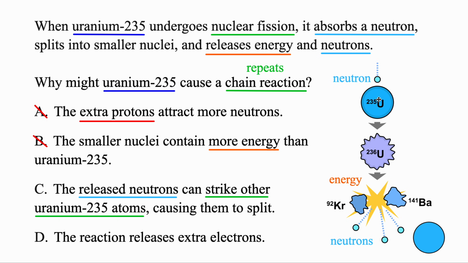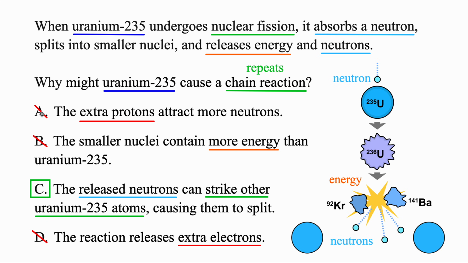It would get absorbed, then it would split in 2, release 3 neutrons. And if there's another uranium atom floating around, it could absorb another released neutron, start that process all over. So this could definitely happen based on the diagram and the information. So there's definitely evidence to support C, and this is the correct option here. Because the last one, the reaction releases extra electrons. Once again, we don't know that there's extra electrons anywhere, so that doesn't sound right either.